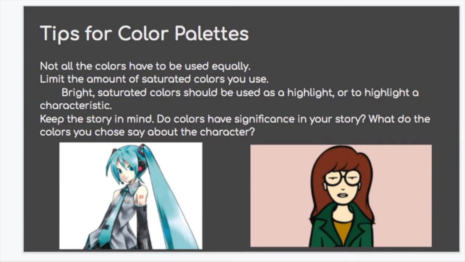Do colors have significance in the story? What do the colors you choose say about the character? On the right down there, there's Daria, and you can tell by her expression, but also by her very earthy tones, that she's a very down-to-earth kind of character. She's not flashy. All of her colors are more saturated and warm, but they're also shades. They're dark. And so you get that she's kind of a complex character, but not cold, you know?